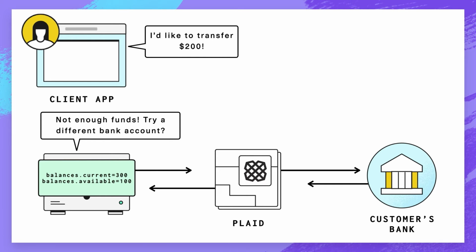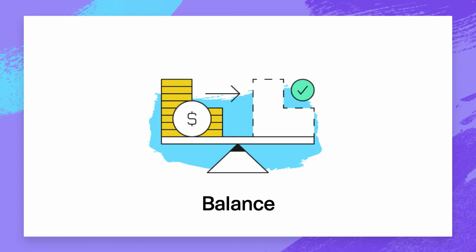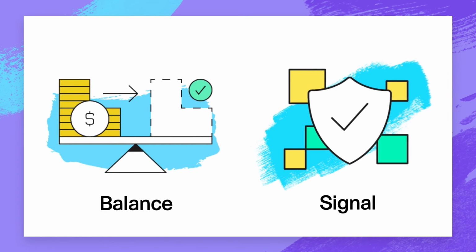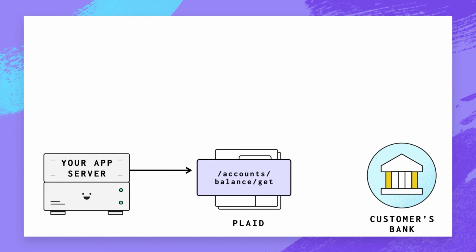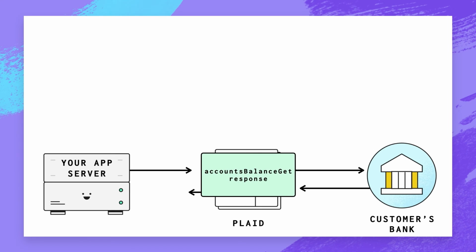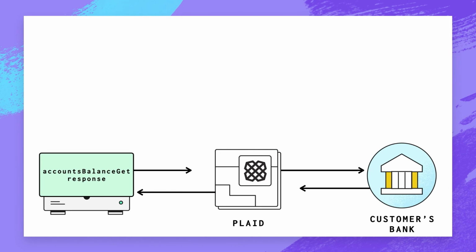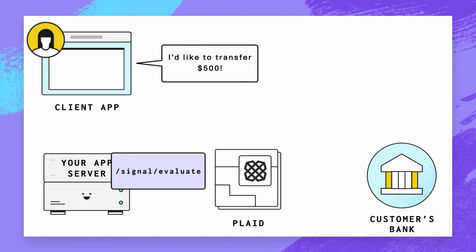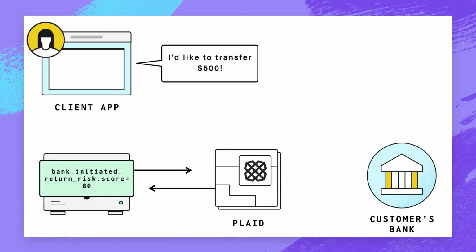To further reduce risk and improve conversion on your payments flows, you can also pair Balance with other products like Signal. Because Balance fetches data from the user's bank in real time, it can sometimes take a little while to return a response. For situations where low latency is really critical, one approach is to call Signal first, then call Balance if Signal indicates a high-risk transaction.